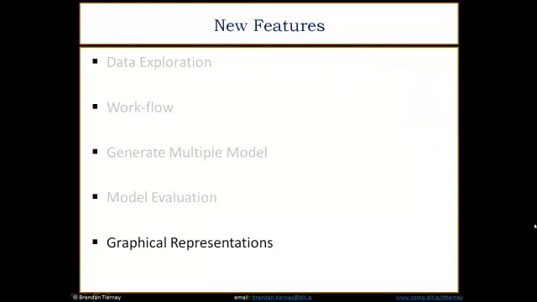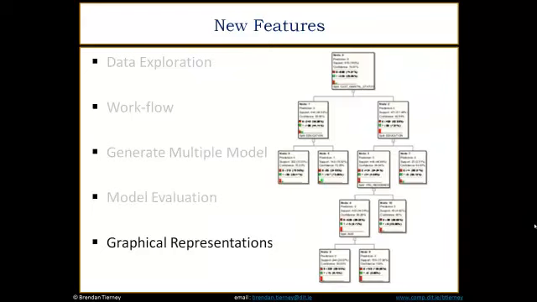The final major new feature within the tool is to do with the graphical output, the graphical representations. We can now produce decision trees. We can drill into them, we can roll them up, we can drill down into them, we can look at the split criteria, and we can generate the rules that are required for exploring these trees.